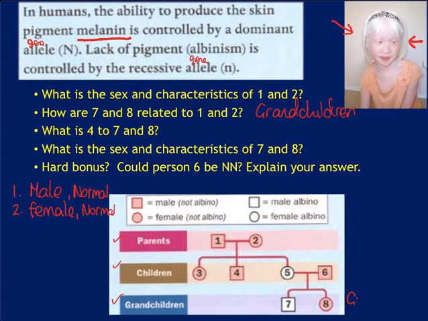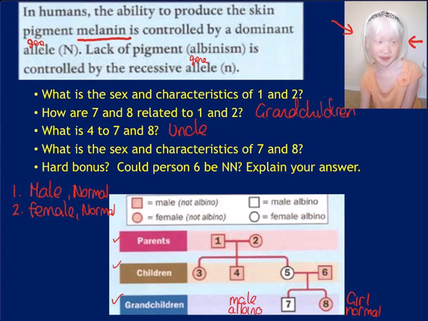What is 4 to 7 and 8? So 4 is a male, so 4 to 7 and 8 has to be an uncle. What is the sex and characteristics of 7 and 8? So here we have a male, and he is an albino, and 8 is a girl who is normal. And again, we have the bonus question.